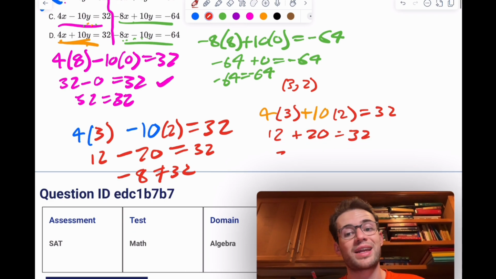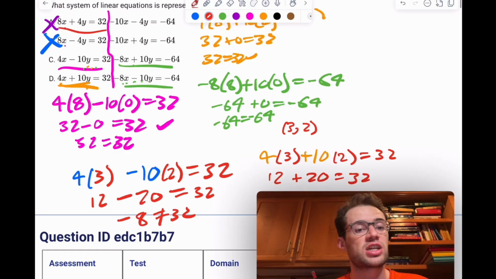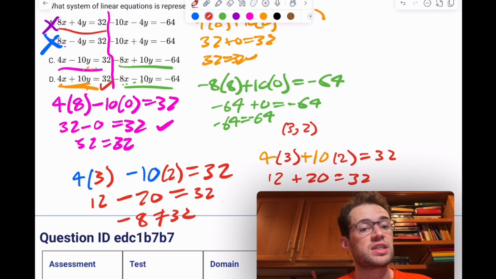And 12 plus 20 is, in fact, 32. So 32 is equal to 32. That checks out for the first equation of D.